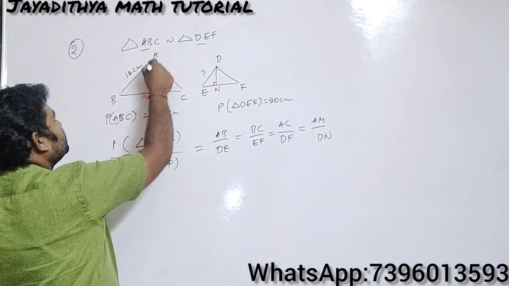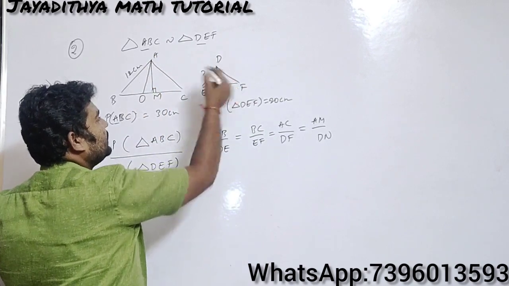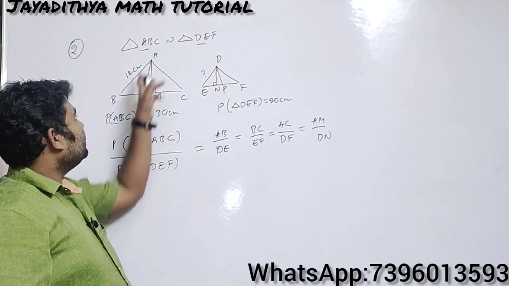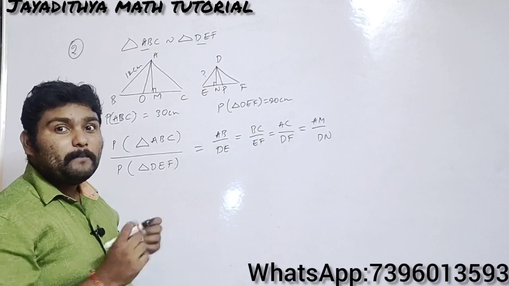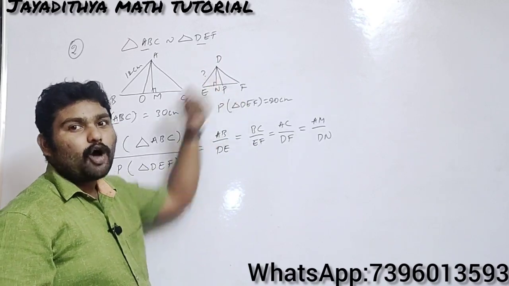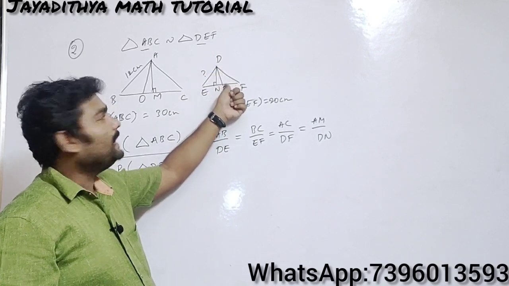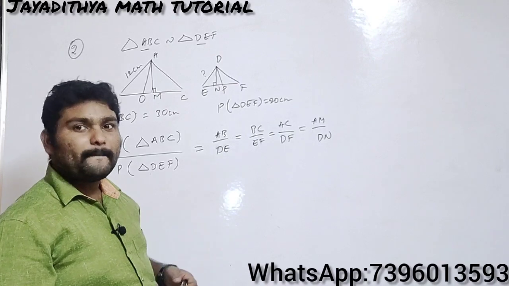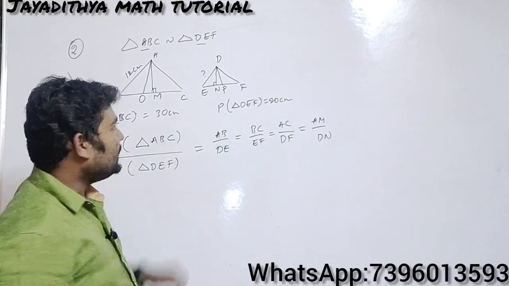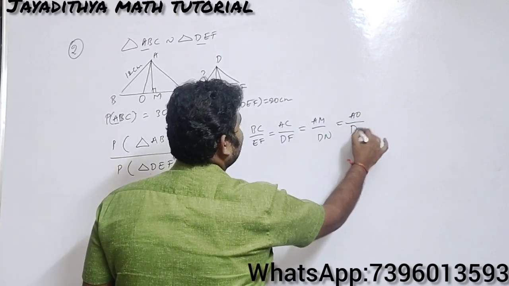So if I take the median like this, I am taking it as AO, and here let us take this point as P. So AO and DP are the medians here. What is the median? The line drawn from the midpoint of a side to its opposite vertex is known as a median. So the median bisects the side. So you can also take the result as AO by DP.